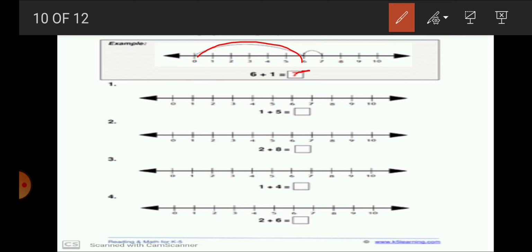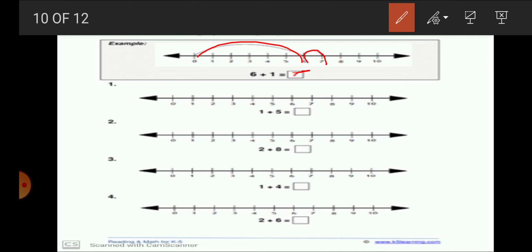I would like to repeat this sentence: you have to move one step forward, as this is 6 plus 1, so only one step. On which side? On the right side of the given number. In our language we can say that you have to make a jump one step forward. At which number do you reach? It is number 7. So it becomes our answer.